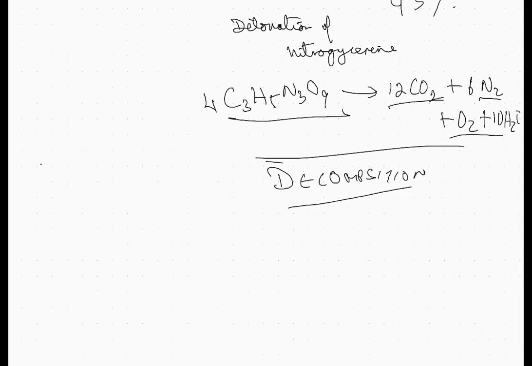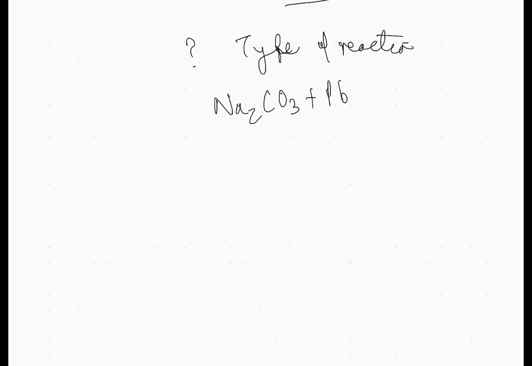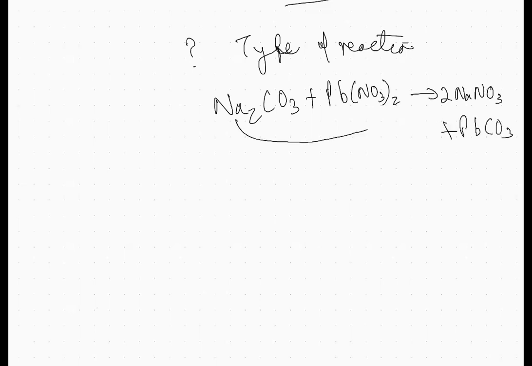The last one is, what type of reaction is this: Na2CO3 plus PbNO3 gives 2NaNO3 plus PbCO3. Sodium replaces lead, and lead is replaced by sodium. So this is a replacement, and it is double replacement.